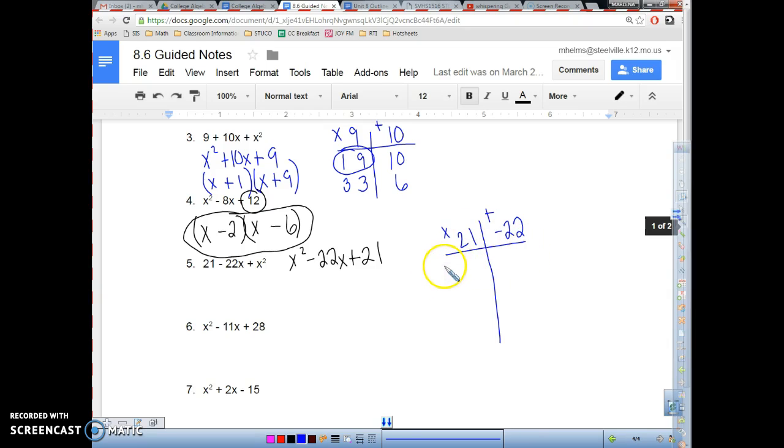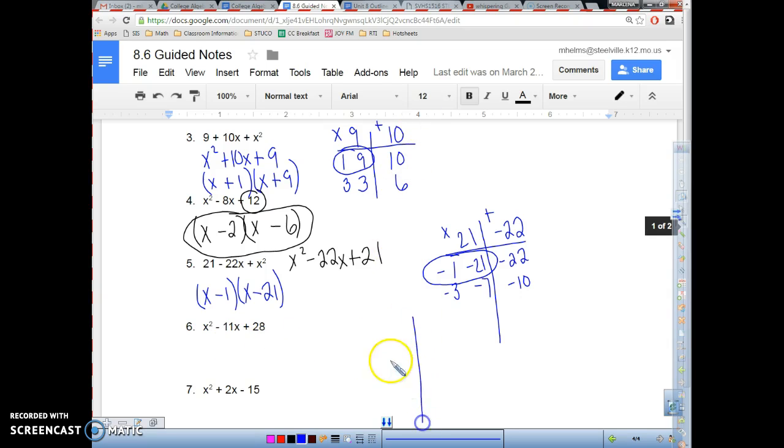Both numbers have to be negative. So we have -1, -21, and -3, -7. So we know our two numbers are -1, -21. So you have x minus 1, x minus 21. And it doesn't matter in which order these parentheses are. You could have x minus 21, x minus 1. That would be the same thing.